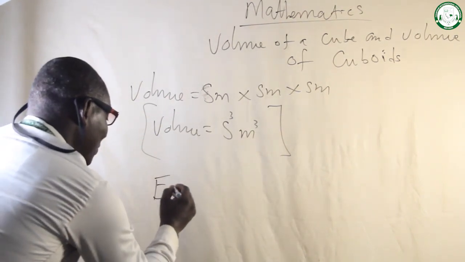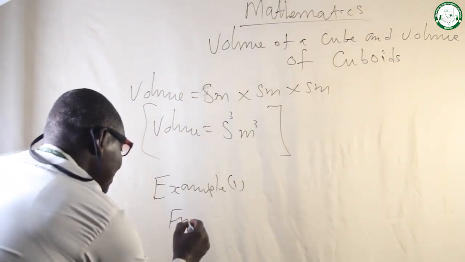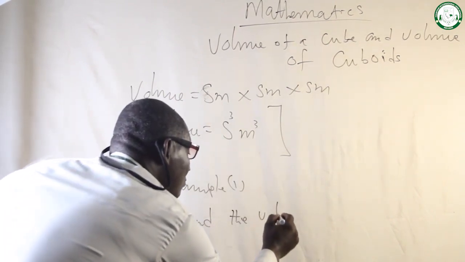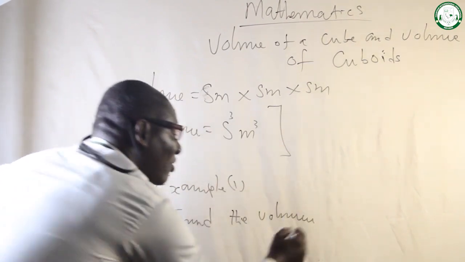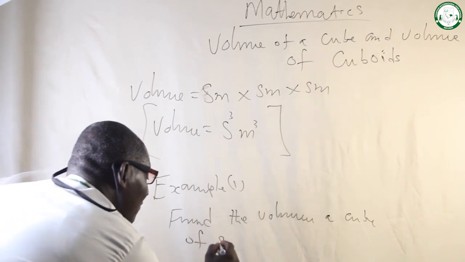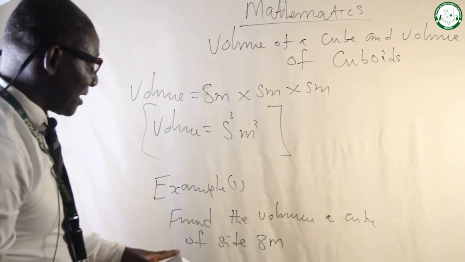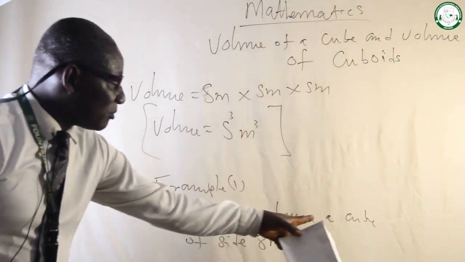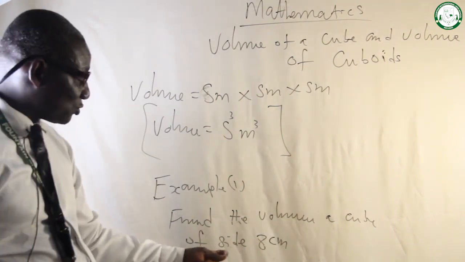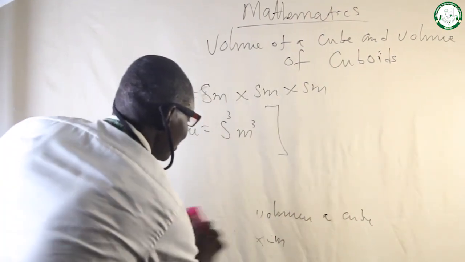Example 1: Find the volume of a cube of side 8 centimeter. If you look at this one, the side is given to be 8 centimeter. Therefore, we can solve this question.